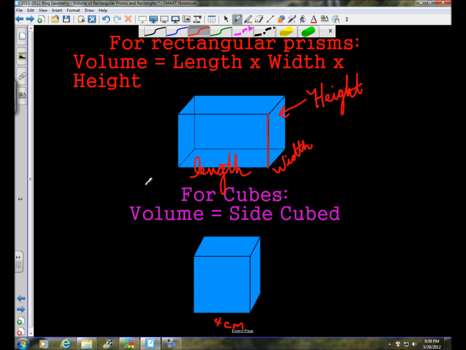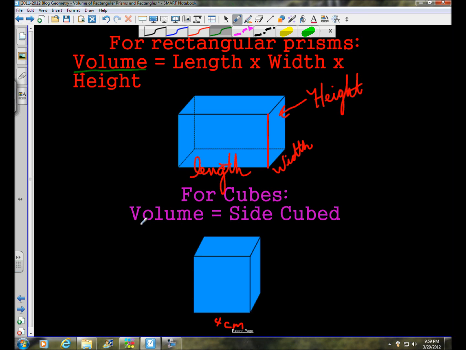So, in order to find volume for rectangular prisms, you multiply length times width times height. And I'm going to show you some examples of those and then give you a chance to solve some on your own. And the second figure we're going to look at is our cubes.